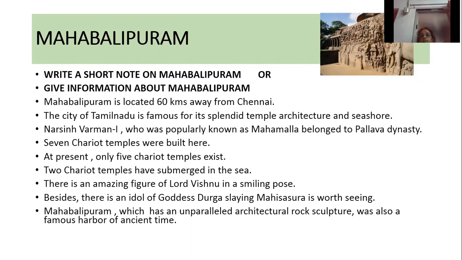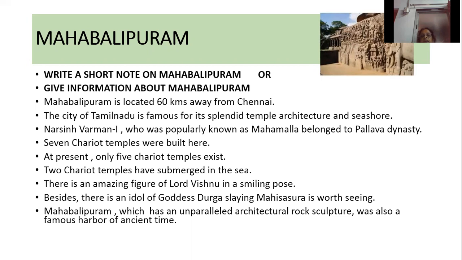And he was known as Mahamalla. He belonged to which dynasty? Pallava dynasty. That was why it was known as Mahabalipuram. How many temples were there? 7 chariot temples. These temples were built in the form of chariots. And these 7 chariot temples were named after the Pandavas.